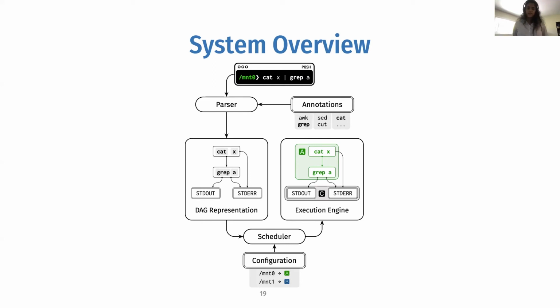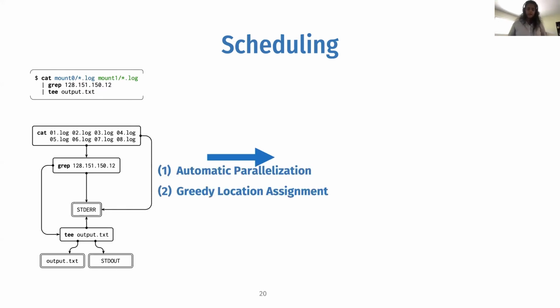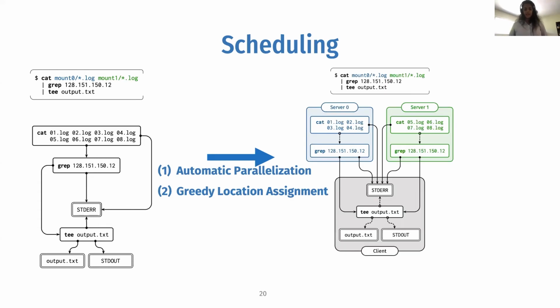We're going to take a deeper look now into the scheduling step. In the scheduling step, POSH takes a DAG and first tries to automatically parallelize any parts if possible, then applies a greedy location assignment algorithm to produce a DAG that looks like this. We will discuss each of these two steps in turn.